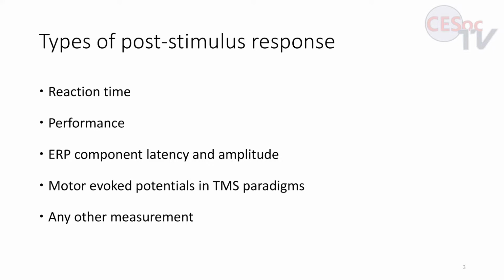So the types of post-stimulus response that can be used in these paradigms are very different. It can be simple behavioral things such as reaction time or performance, like does a person perform the task well? And it can be neuroimaging data, for example, event-related potential component latency and amplitude. It can be motor-evoked potential in transcranial magnetic stimulation paradigms, and actually it can be any other measurement you can come up with.